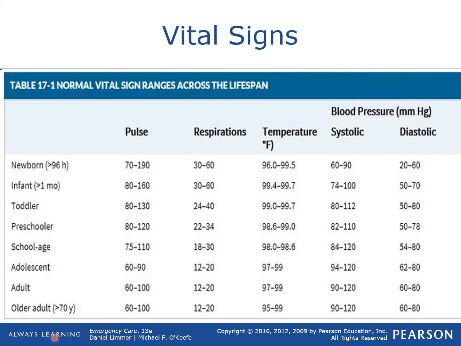This table does have a lot of information in it. One of the big things I want to point out is that as we go down this table, pulse and respirations are going to start coming down, and your blood pressure is going to start coming up. Those are the two big things to know. It's just trending: as you get older, your pulse and respirations go down, and your blood pressure goes up as you age.